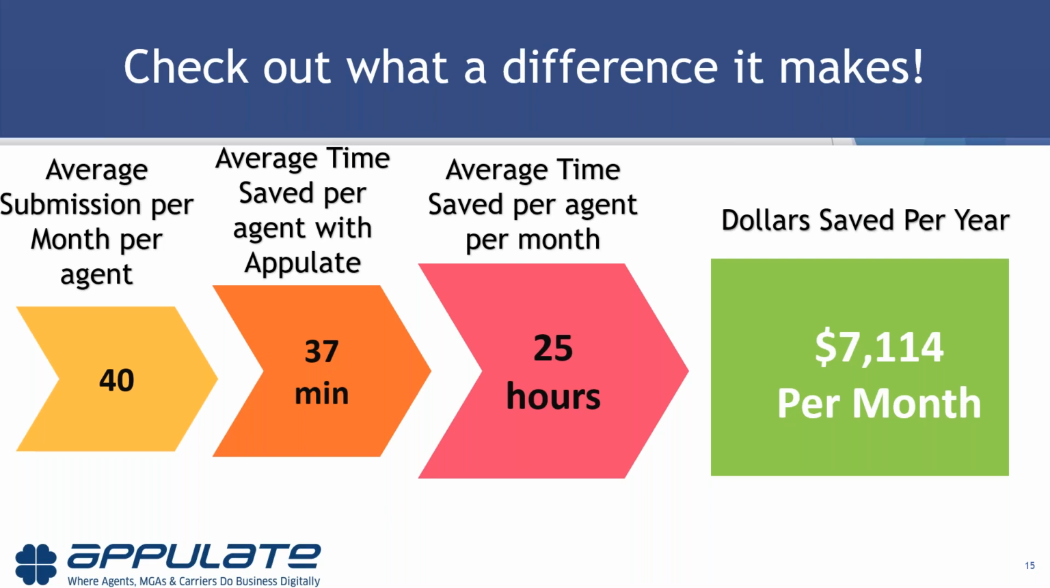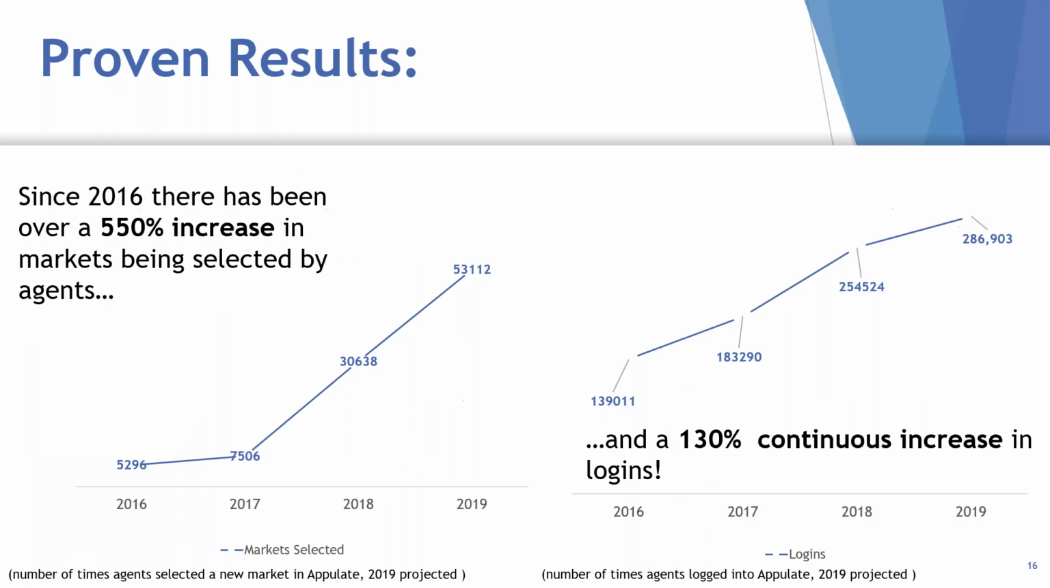But on your side, here's where it gets really interesting. We talked about how submission activity can just generally increase, but I'll explain why. Right away, markets being selected by agents is arguably the most important piece of data in the slide deck, because it goes beyond just, are they going to submit to you? Are they interested in this line of business? They may say that, but are they actually going in there and selecting these markets in our system?